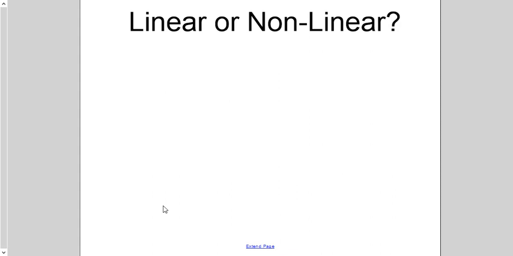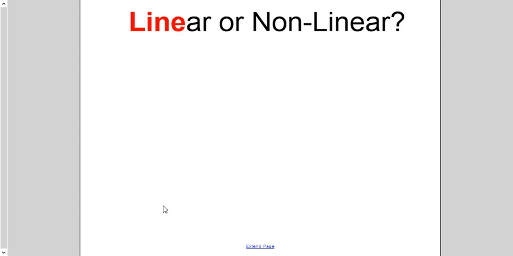Today we need to take a look at linear and non-linear equations. And we'll look at it in two different formats. We'll look at it on the coordinate planes, the graphs, and we'll also take a look at the equations. And the goal is that at the end of this lesson, you'll be able to take a look at it, and within just a couple of seconds, you'll be able to classify it as being linear or non-linear.